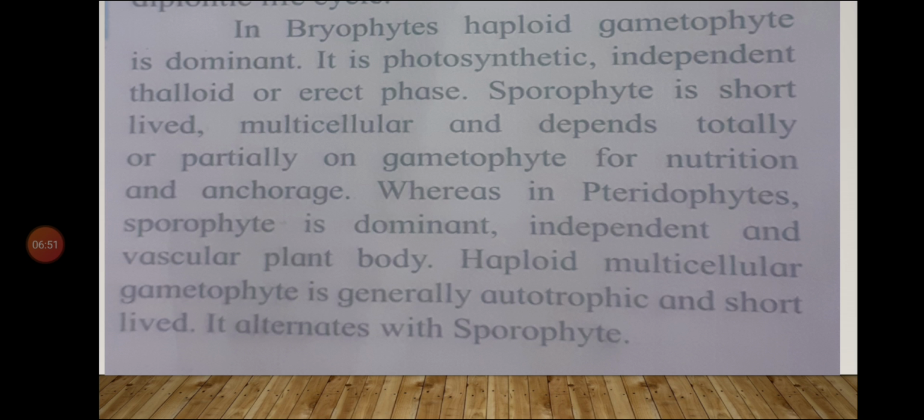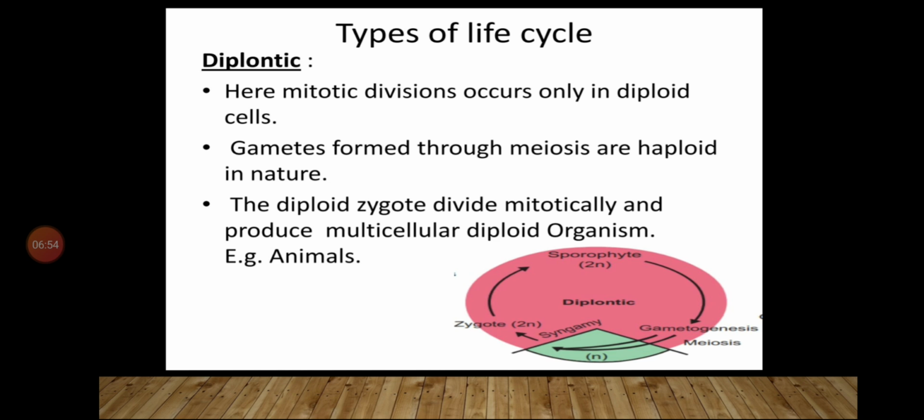Now let us see what is meant by diplontic, haplontic and haplodiplontic life cycles. Okay, types of life cycles. First one is diplontic. What do you mean by diplontic? Here, mitotic division occurs only in diploid cells. Mitosis, you all know, means division of a cell in which from one cell two will be formed. Okay, two daughter cells will be formed. So here, mitotic division occurs only in diploid cells.